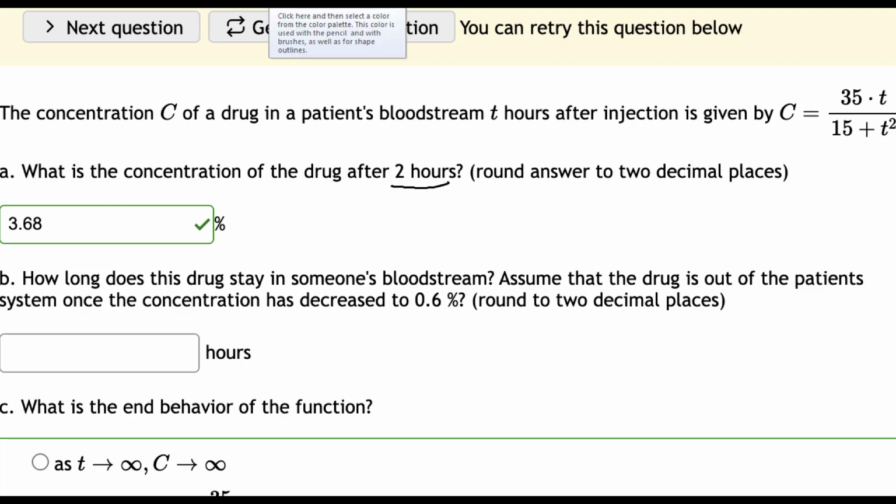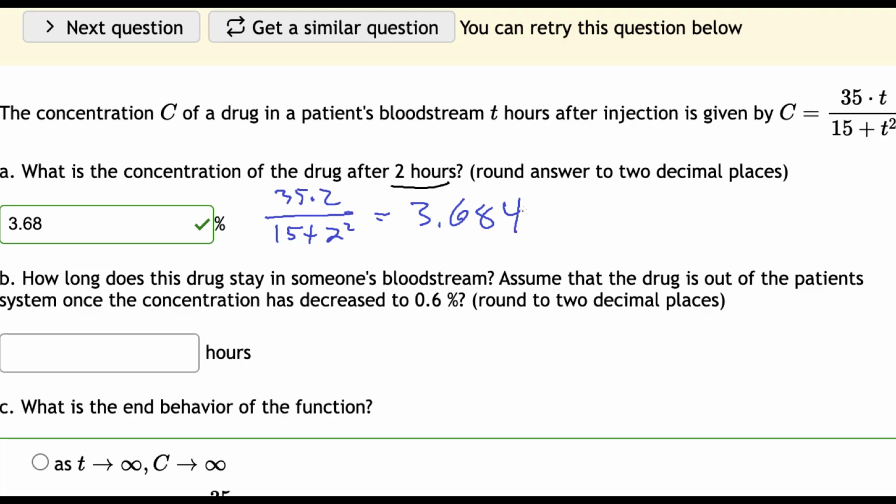Let me see if I can change colors. There we go. So it's going to be 35 times 2 over 15 plus 2 squared. I'll put my calculator here. When I'm doing the denominator, I'm putting in parentheses 15 plus 2 squared. And then we get 3.684241%. These want 2 decimals.